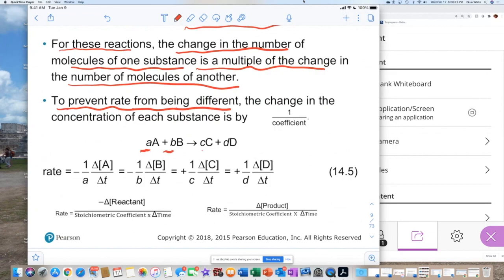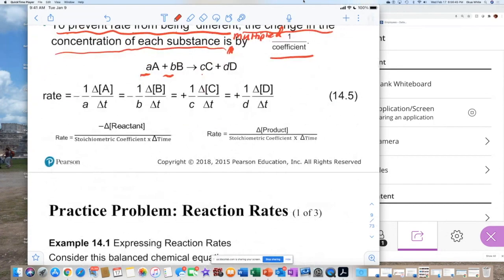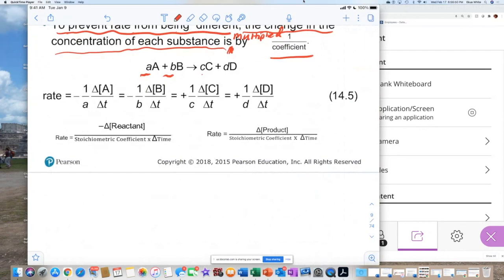So it's saying here, to prevent that from happening, the change in the concentration of each substance is multiplied by 1 over the coefficient. I feel like there's a formatting issue here. Okay, so what they're trying to say here, let me go ahead and add a page. This should be simple. And I'm going to move this over. Copy this over. Now I'll show you what they mean by this.